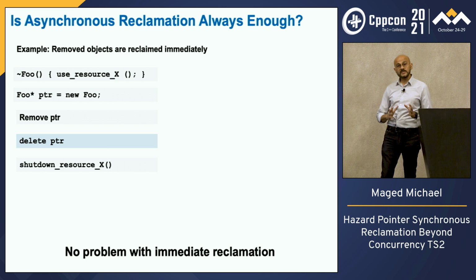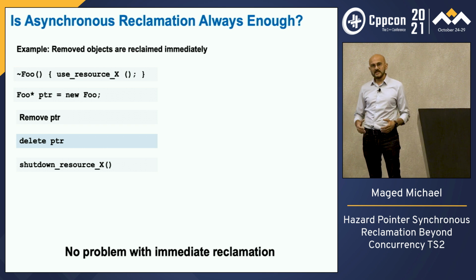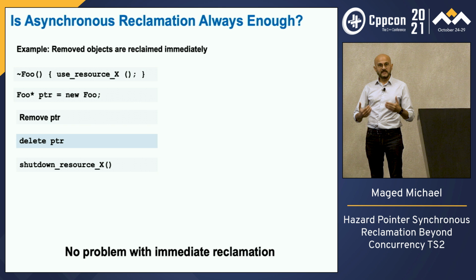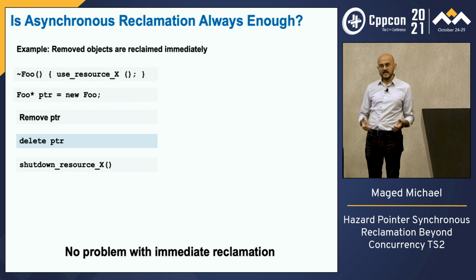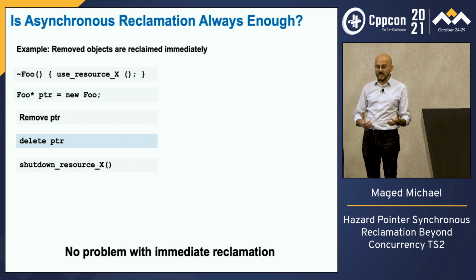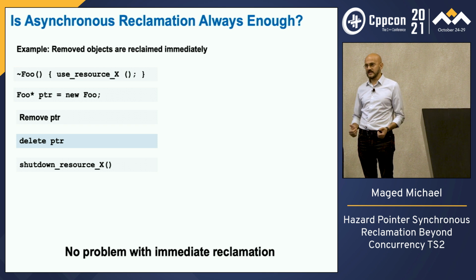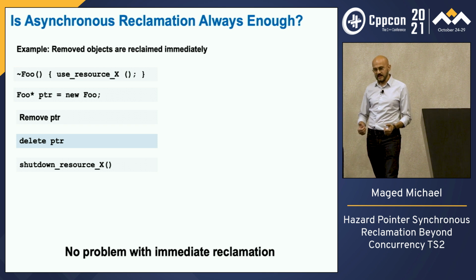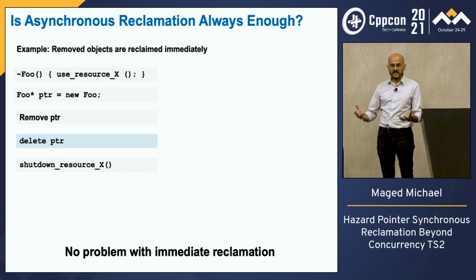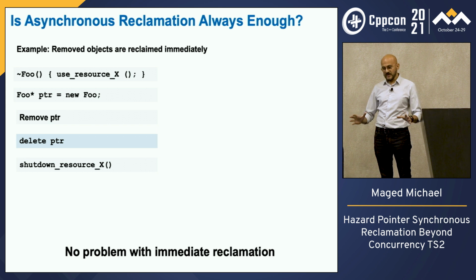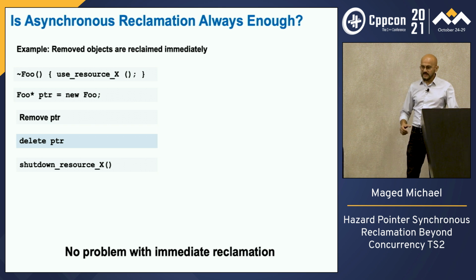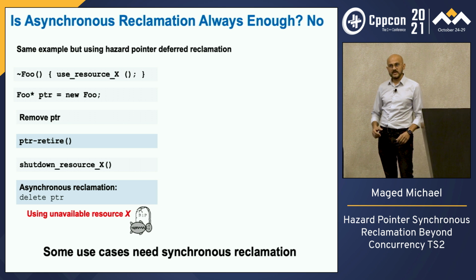Here we're not using hazard pointers, and we're not using deferred reclamation. We're just deleting the object right away when we remove it, so there's no problem. We have a type whose destructor depends on some resource X. When we do the deletion, we use that resource, but later on that resource is shut down. So far, no problem.